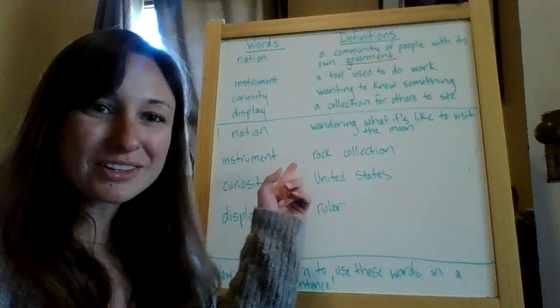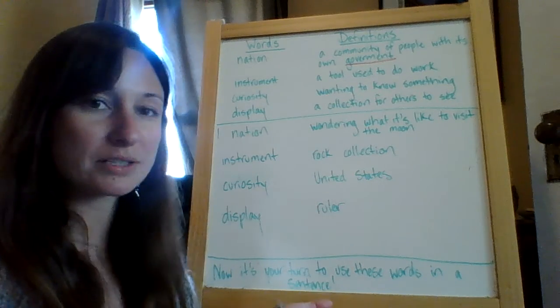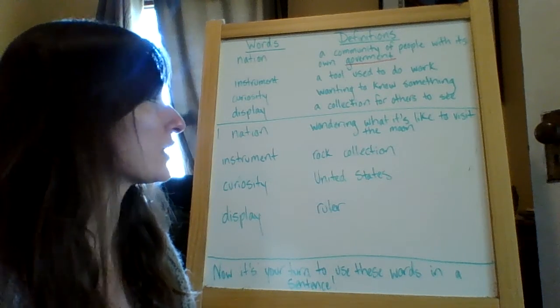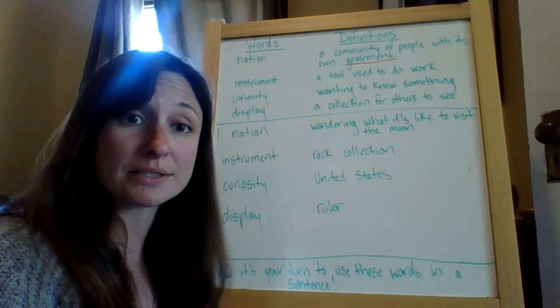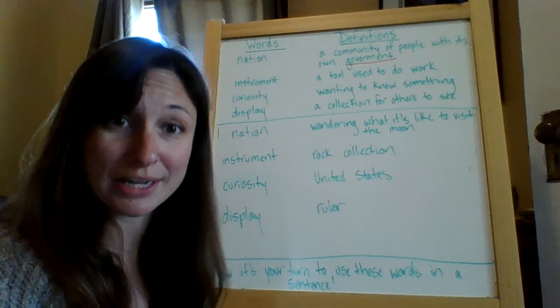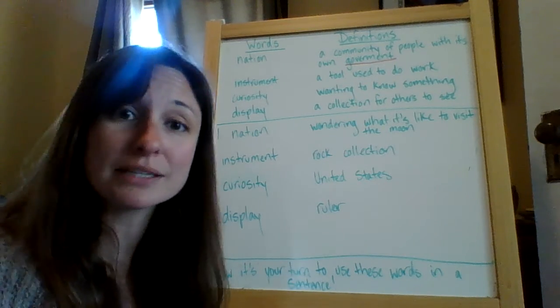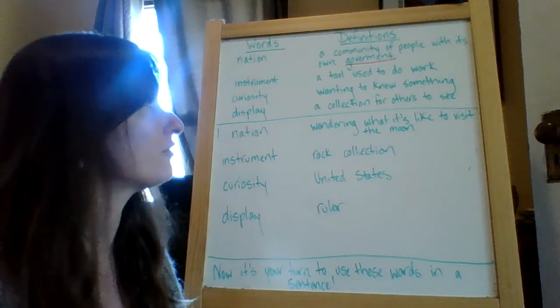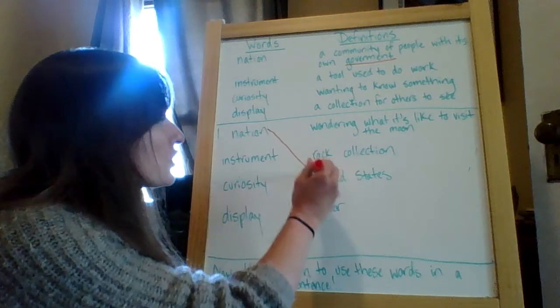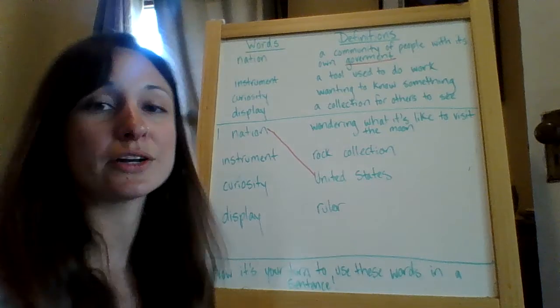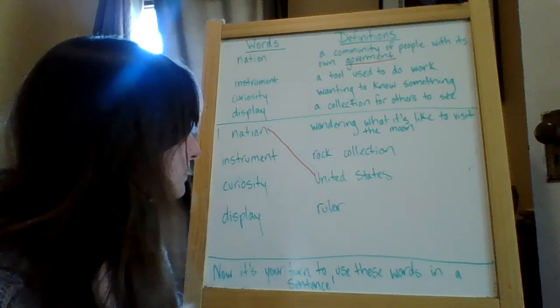Is it a rock collection? No, rock collections have nothing to do with people or the government. The United States. Is the United States a nation? Yeah, the United States is a collection of people, and we have our own government. So, nation, you should draw a line over to United States.